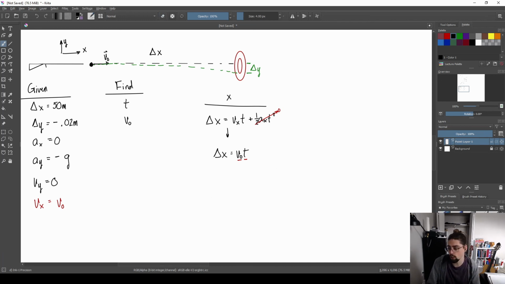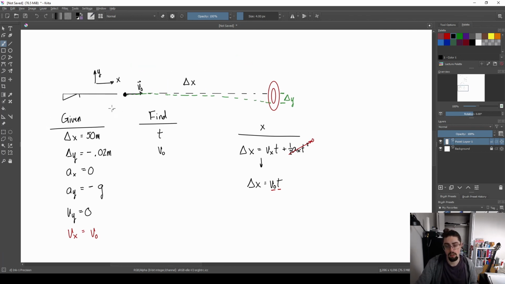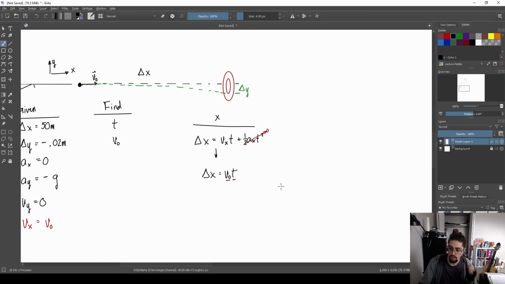Acceleration in the x direction is 0 because there's nothing else happening in the x direction. As we have drawn this, this is a perfect case of projectile motion where the bullet is traveling in one direction, gravity is pulling it down, but nothing else is touching it. There are no other forces at all.